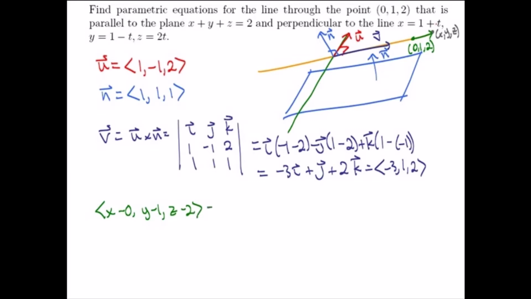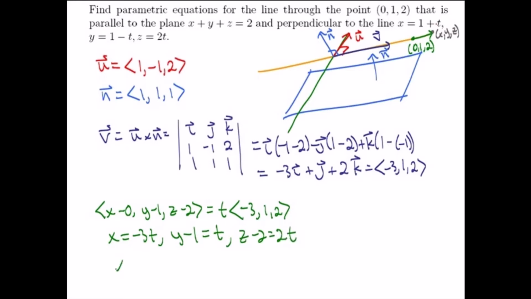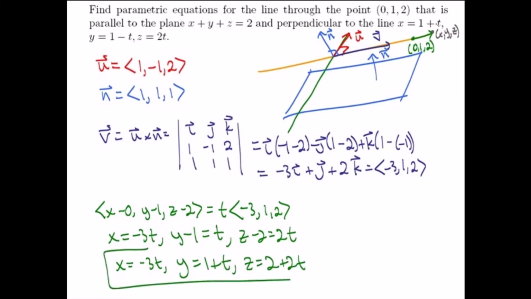I want it to be parallel to v, so it has to equal some scalar multiple, and I'll go ahead and use t for the parameter of this line I'm trying to find, even though it's already been used in this problem for the parameter of the given line, but that's okay. It's going to be t times a direction vector of (-3, 1, 2). And so x is equal to -3t, y - 1 is equal to positive t, and z - 2 is equal to 2t. And so our parametric equations then are x = -3t, y = 1 + t, and z = 2 + 2t.